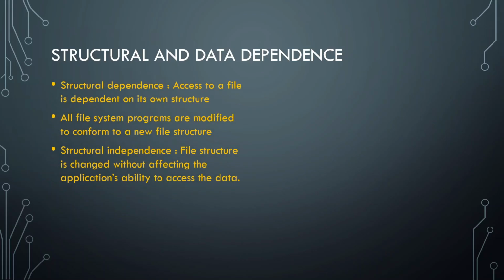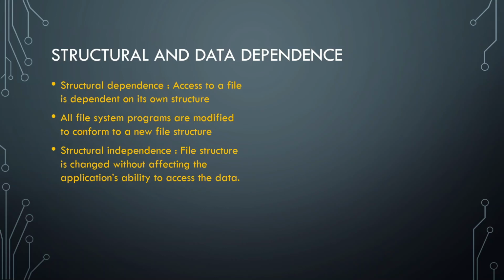So we're gonna move on to structural and data dependence. Structural dependence is when access to a file is dependent on its own structure, meaning that how you access a file depends on how the file is structured. So all file system programs are modified to conform to a new file structure, meaning that if you're making a new file system program, that program is going to be automatically made to conform to any new file structure. So what is structural independence? Structural independence is when a file structure is changed without affecting the application's ability to access the data.